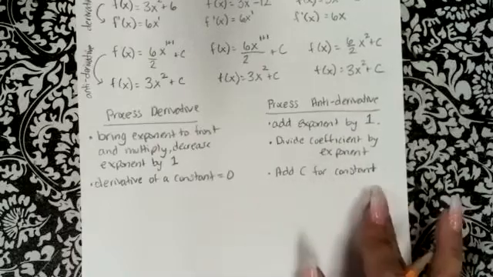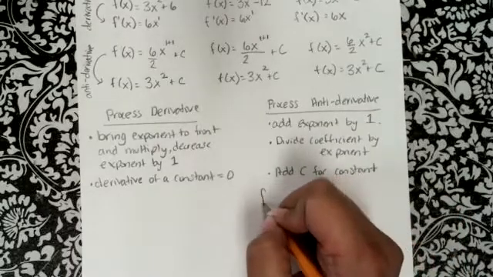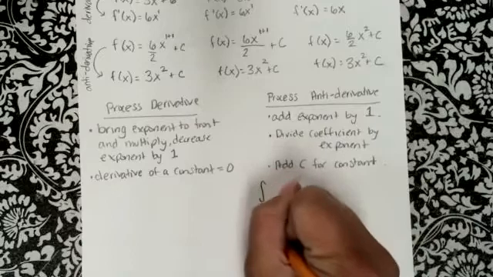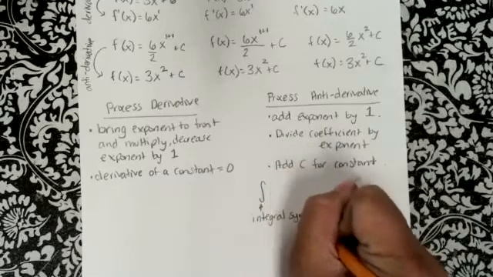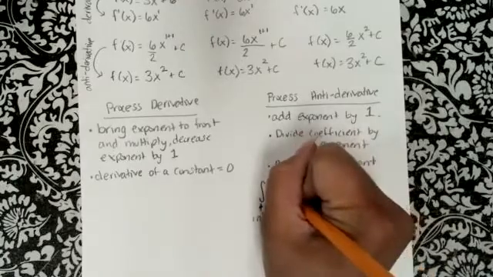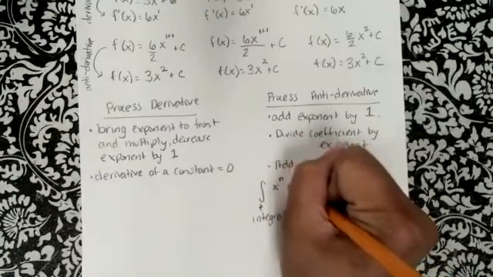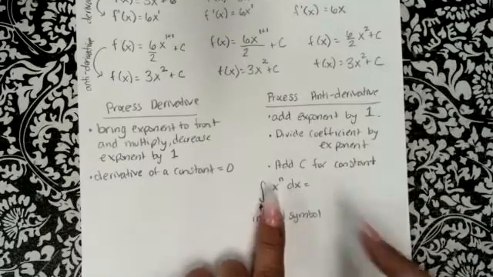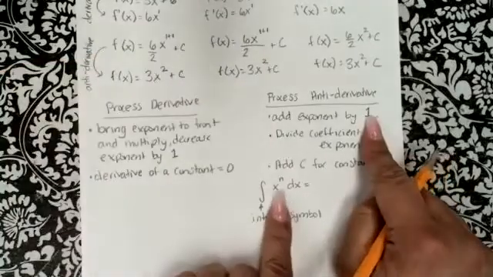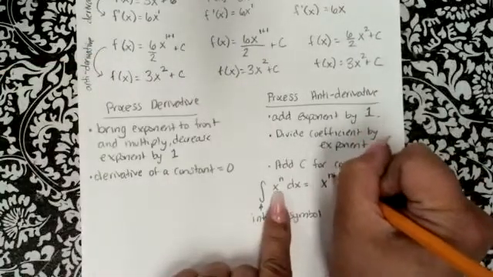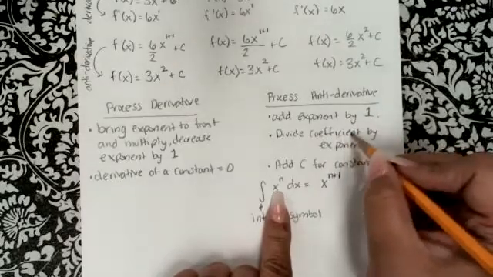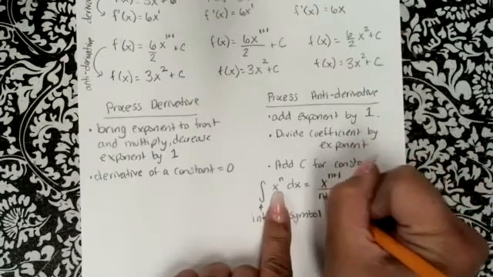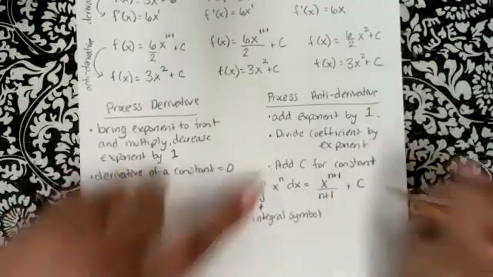Now, for this one, we like to illustrate it. This right here is called an integral. That's the integral symbol. Basically, if you have x to the n, you add 1 to the exponent, so that's going to be x to the n plus 1. And then you're going to divide by the exponent, which is n plus 1. And then I'm going to add a constant at the end.